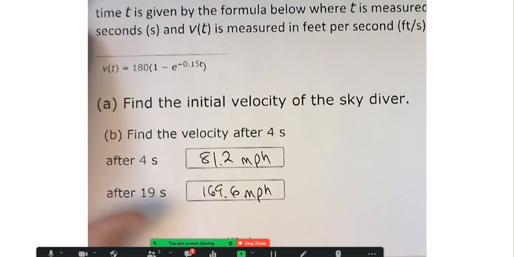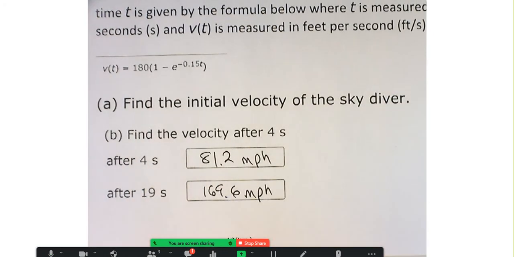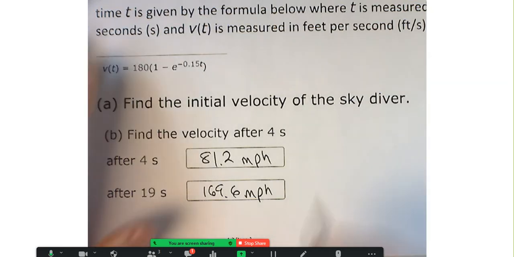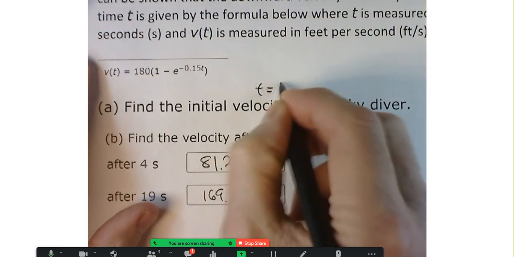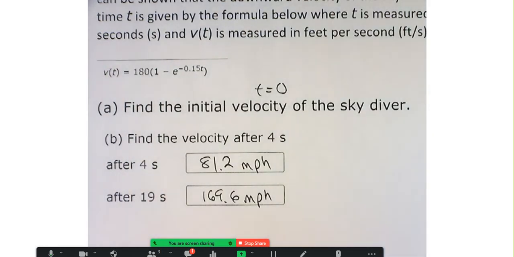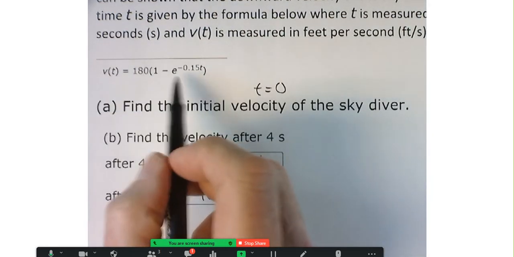But there's one more that I didn't do here, and it's part A. What's going on with part A? How do I find the initial velocity? Oh, you would just put it at t equals 0? Yeah, well done. I'm just going to put in t equals 0. Initial means right at the start. And at the start, that means t equals 0. So you can actually do that one in your head. Let's see if we can't do that.